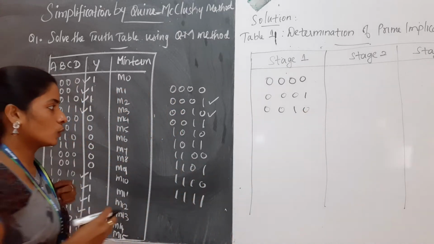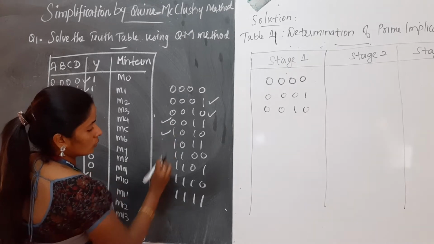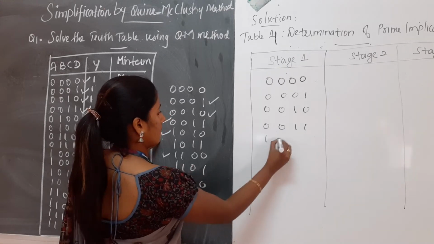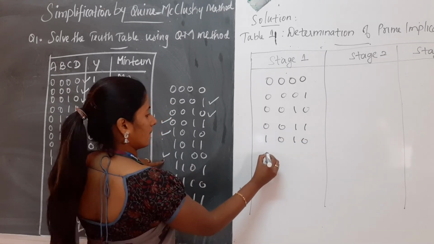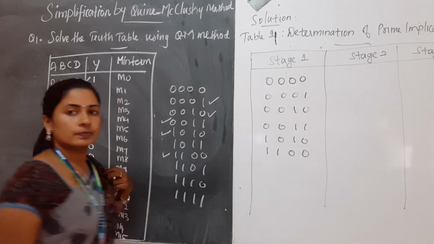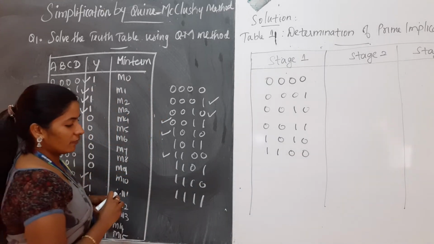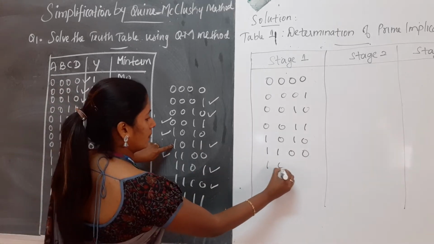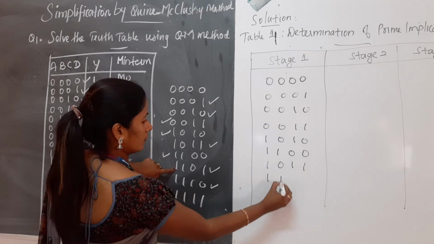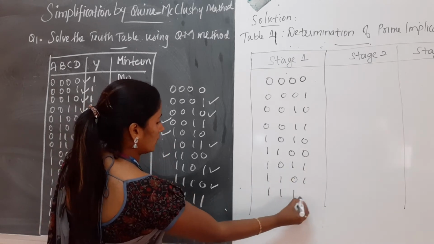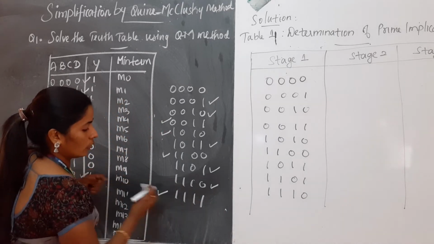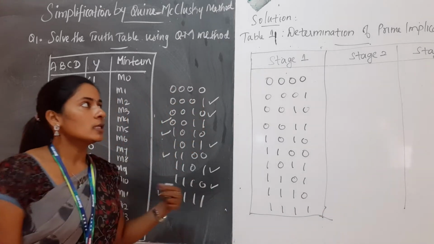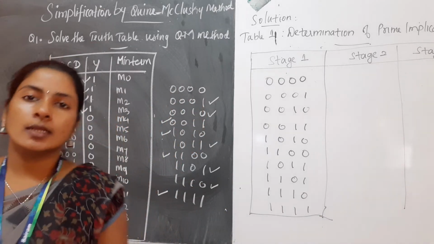Next I will search for 2 ones. Next 3 ones: 1, 1, 1, 0. Last is 4 ones: 1, 1, 1, 1. Okay, so this is my stage 1. Stage 1 data is ready.